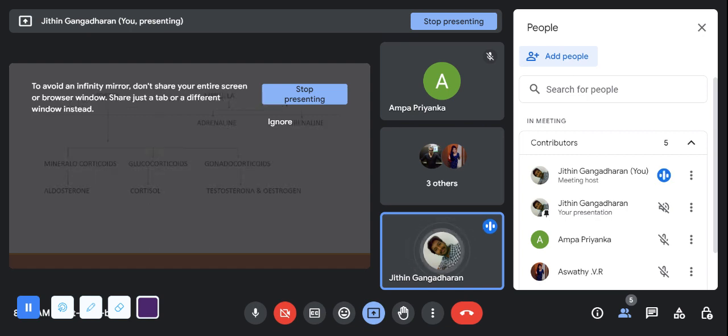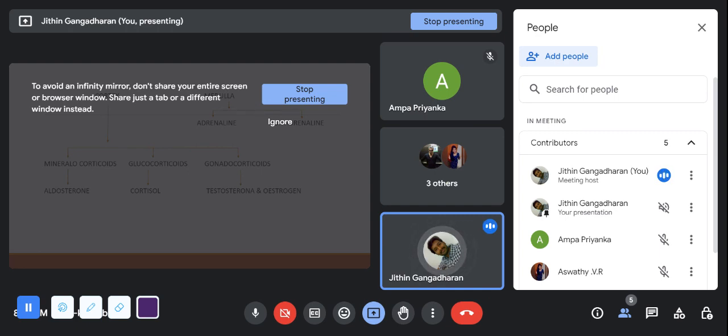Now, this cortex produces mineralocorticoids, glucocorticoids, and gonadocorticoids. This is important. If you don't study the coverings like the zonas, it won't affect you, but the hormones you have to study. The mineralocorticoids will produce aldosterone, which helps in the renin, angiotensin, aldosterone mechanism. Second is the glucocorticoids, which produce cortisol, hydrocortisone.